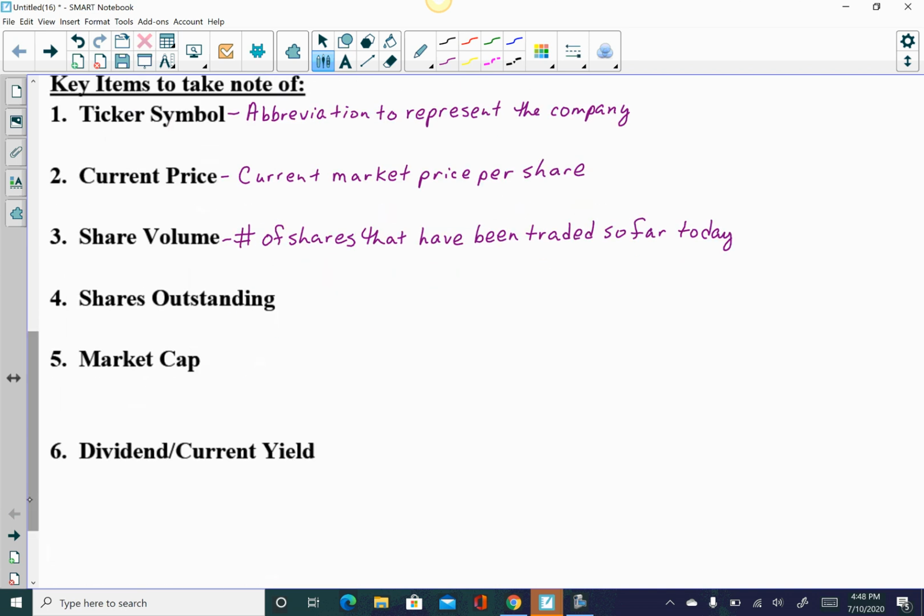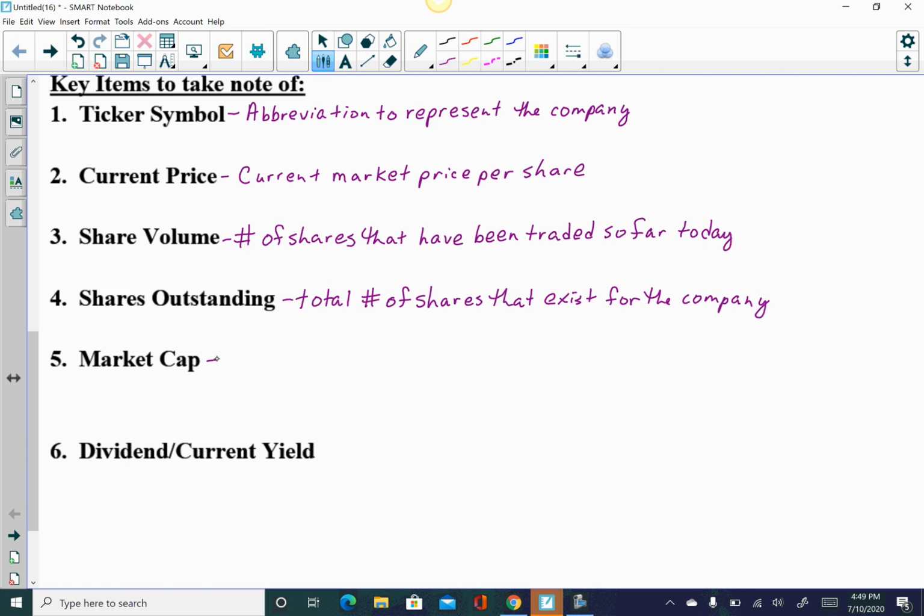Shares outstanding are the total number of shares that exist for the company. We will have to use a formula to find that. That formula is coming up in the next definition, for market cap. So shares outstanding isn't given to you up there in the printout.